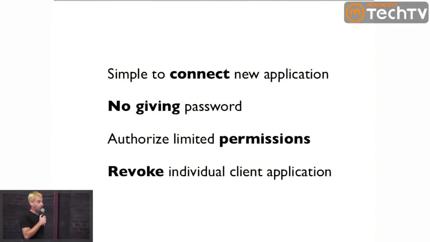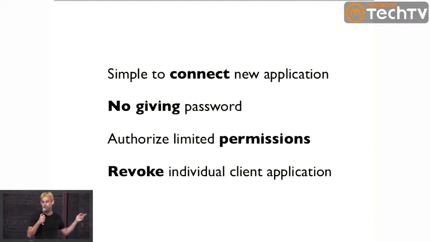Here's what OAuth is trying to solve. They're trying to make it very, very easy for people to go in and connect new applications. That's the OAuth flow. There's a lot of attention paid to the UI, the user interaction there, to make it easy. You never give away your passwords to the third-party applications. You can authorize with limited permissions, so I can authorize one account to read my stream and another one to also publish to the stream. And it's very easy to go and revoke.